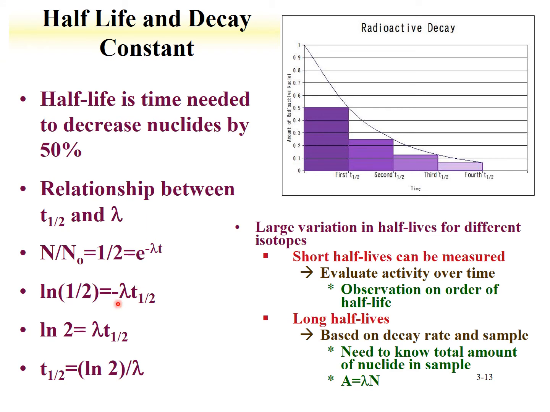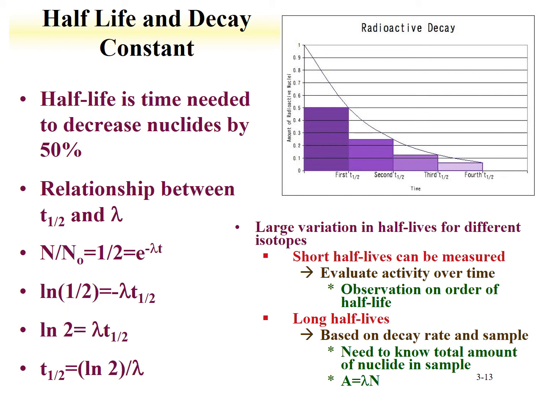So, in 1 half-life, this ratio should be 0.5. And then log 2 is equal to lambda times the half-life. And the half-life is equal to log 2 divided by lambda, or lambda is equal to log 2 divided by the half-life, as we already defined. So there can be large variations in half-lives for different isotopes.